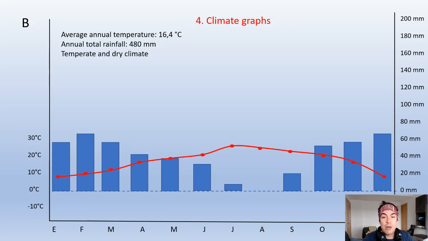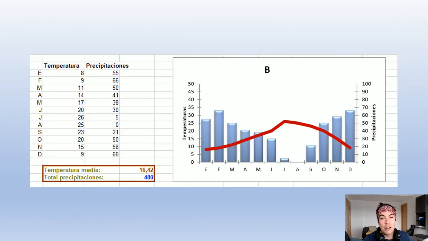So for the climate graph B, the second one, we have this shape. The important thing here is that in August it didn't rain, so you have to draw no precipitation bar. The average annual temperature is 16.4 degrees centigrade. The annual total rainfall is 480 millimeters, so it's a temperate and dry climate. And this is how it looks, and this is also how it looks. Okay? That is it. You can pause the video whenever you want if you want to take a closer look.